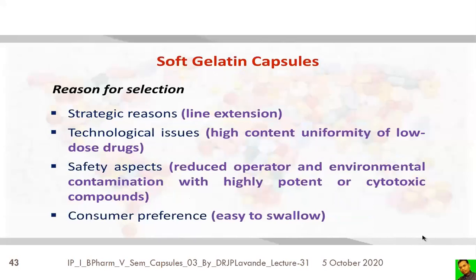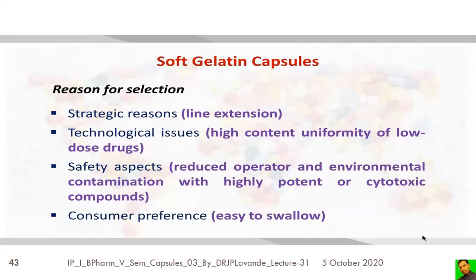So soft gelatin capsule, why do we have this option as a dosage form? Because there are certain reasons. The reason behind selection of the soft gelatin capsule is strategic reasons, which are nothing but line extension. Let's say, for example, the same drug already exists in the tablet or hard capsule dosage form. In order to extend the line of production, we can produce the same in the form of soft gelatin capsules also.